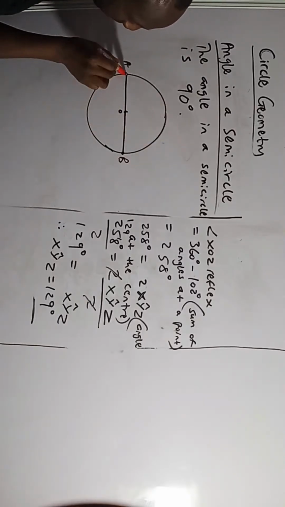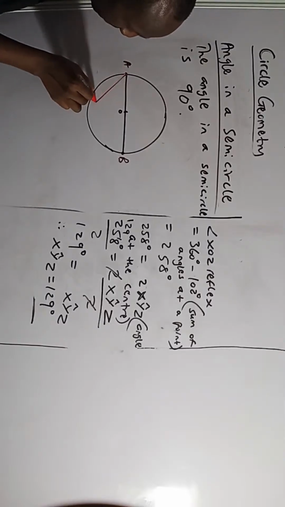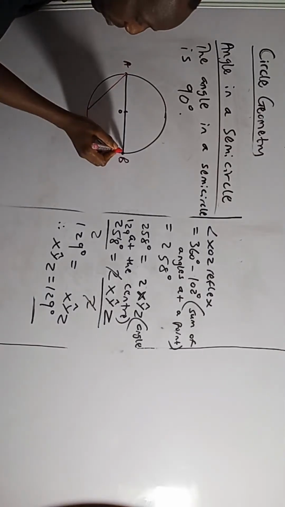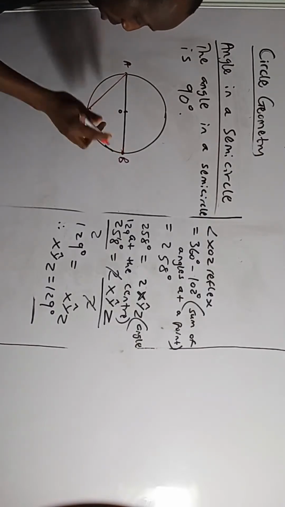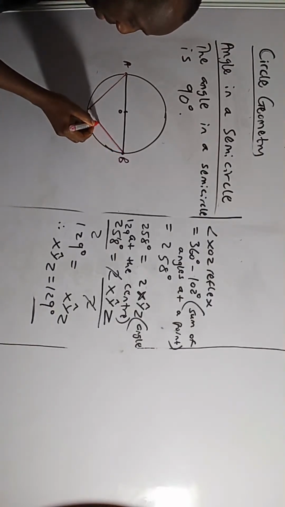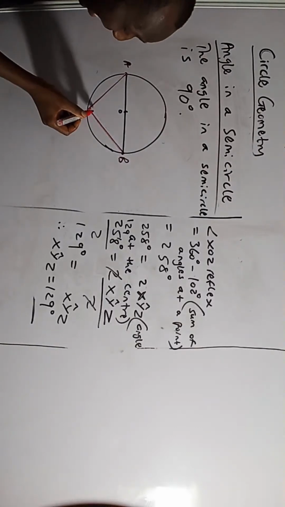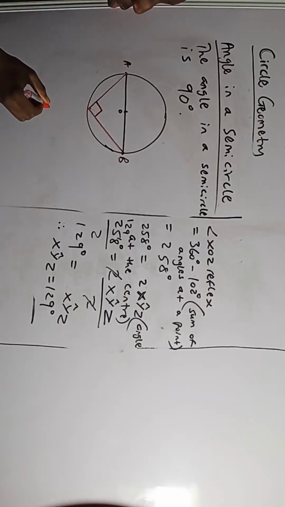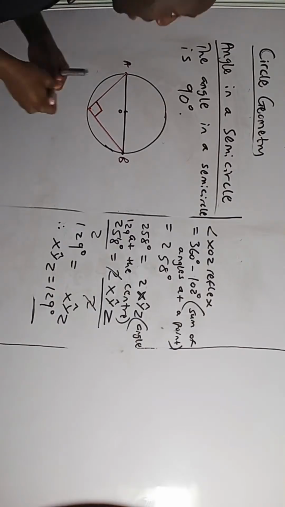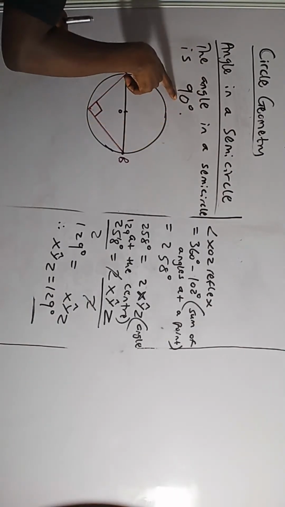So let's draw from here to here, for instance. And then from here to here. Oh, this is not well drawn. Let me draw it again. Let's try again. Good. The angle formed here is 90 degrees. So this is what we mean when we say angle in a semicircle is 90 degrees.